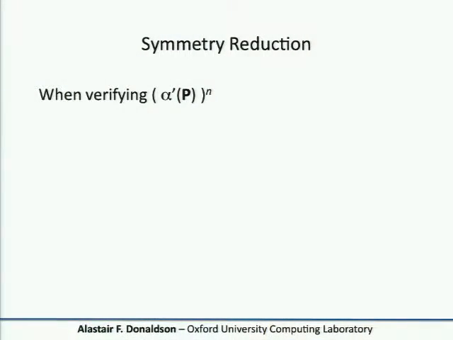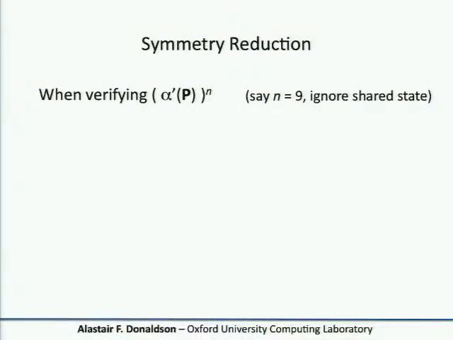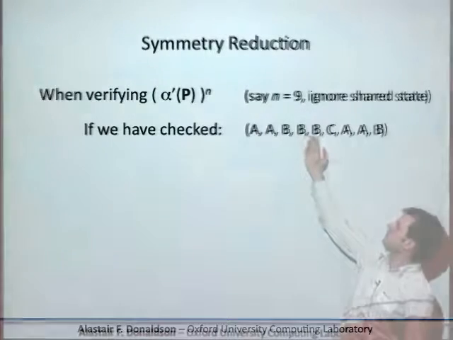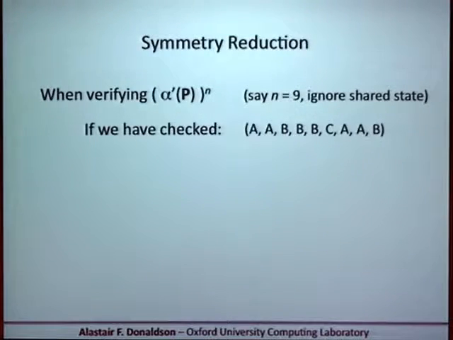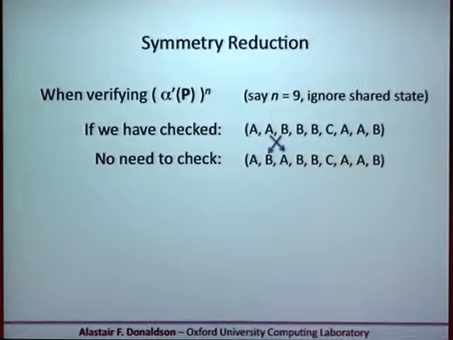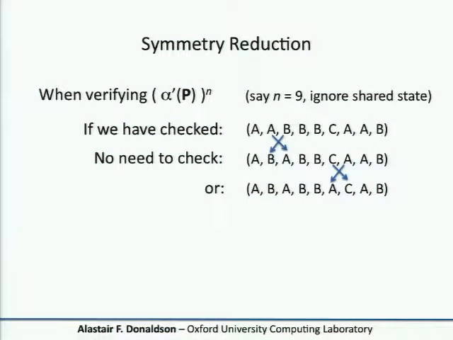Okay, so a quick overview of symmetry reduction in case you're not familiar with it. So if we're verifying this replicated program, suppose m was 9, right? And let's just ignore the shared state for the purposes of this example. Suppose we've checked some state where the threads are in this configuration. So 1 and 2 are in state A, 3, 4, and 5 are in state B, etc. So if we've checked that this state is safe, then because these threads are isomorphic, we don't need to check, for example, the state where the identities of processes 2 and 3 are flipped. So because these states are permutations of one another, if we've checked one, we don't need to check the other. Okay, and similarly, we wouldn't need to check this state here where processes 6 and 7 have been flipped, or this one, for example.